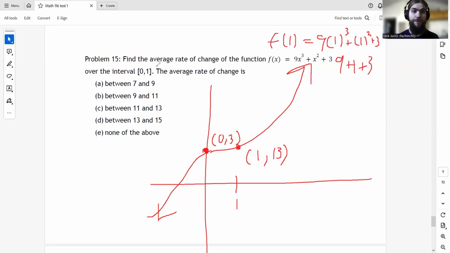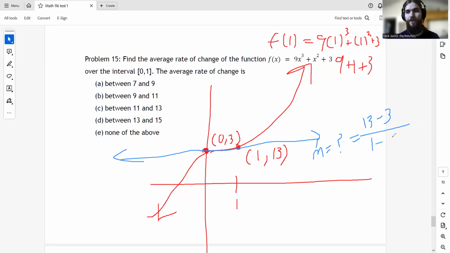To find the average rate of change over this interval, what we really want to know is, if we were to draw a line between these 2 points, what would be the slope? And we know how to find slope. It's rise over run. We could do either order here, but y2 minus y1 over x2 minus x1 would come out to 10 divided by 1, which is 10. That would be the average rate of change of this function over the interval.